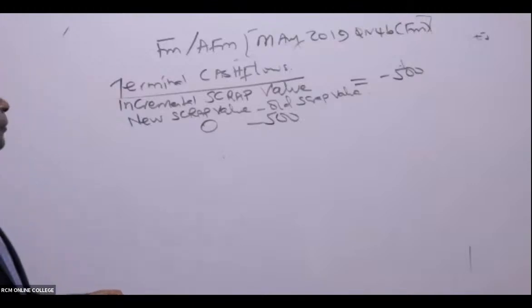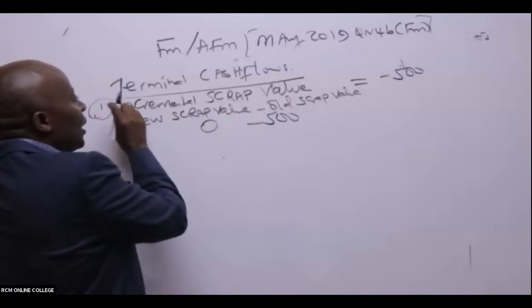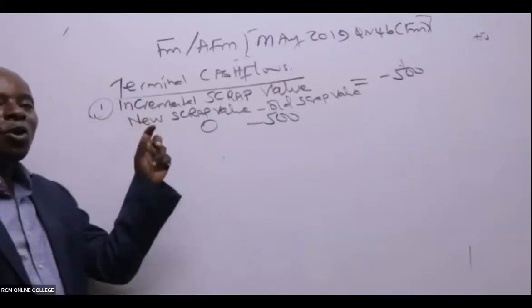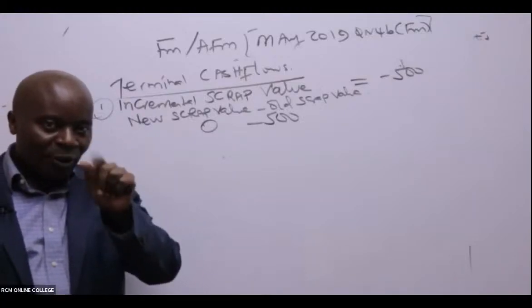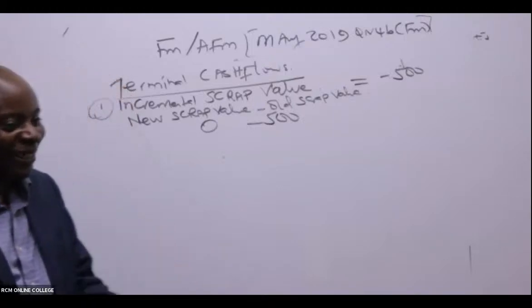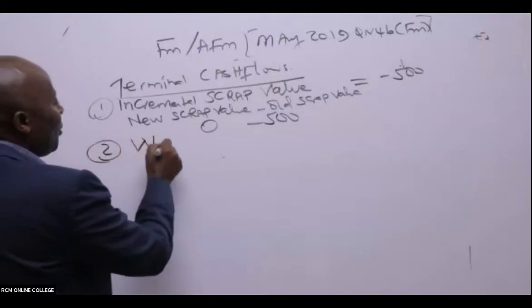Now from there, this is number one. The first terminal cash flow is the scrap value. Why am I using the word incremental? It's because we've got two machines, so we must keep on talking about incremental. Great, Mutamba. So number two, we have what we call working capital.